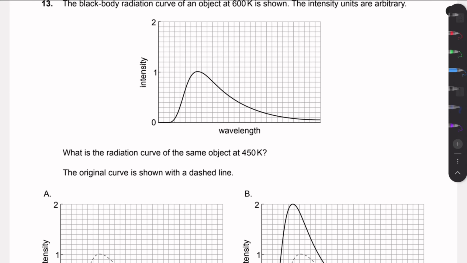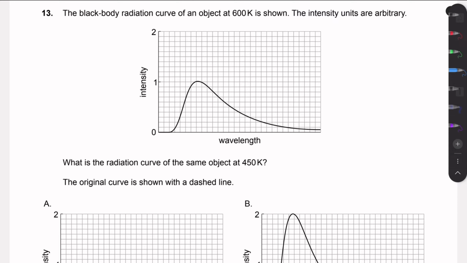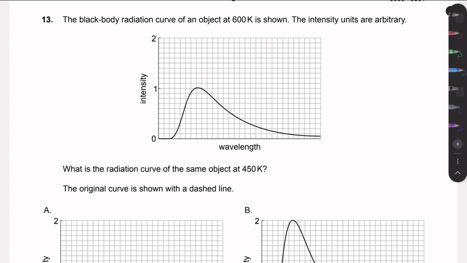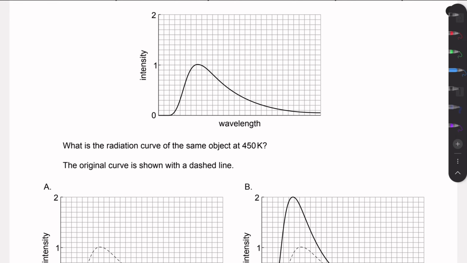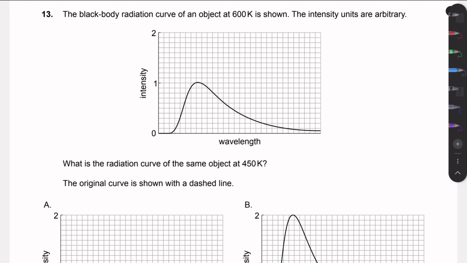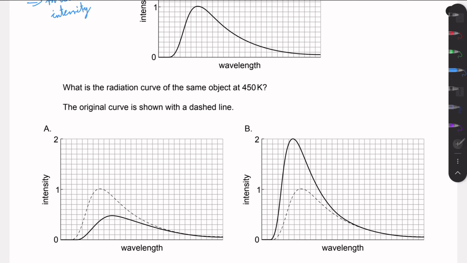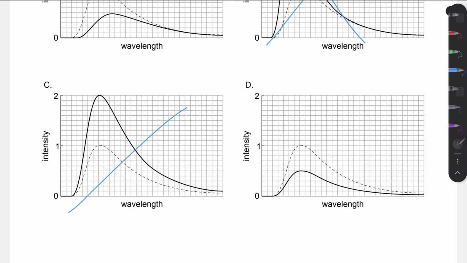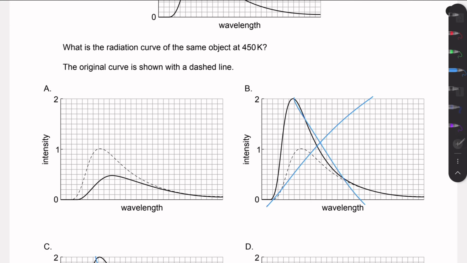And then here we have black body radiation of 600 Kelvin. And what is the radiation curve for 450 Kelvin? Well, what we need to notice is that smaller T results in smaller intensity. So the peak intensity must be smaller, so this is incorrect and this is also incorrect, as the dotted line shows the original graph, and here the peak intensity is larger.